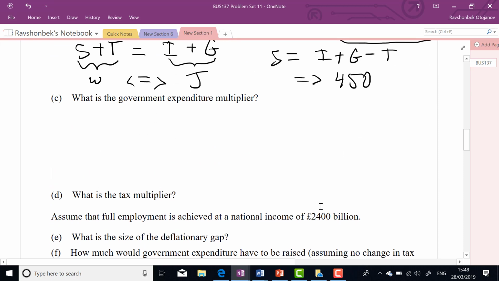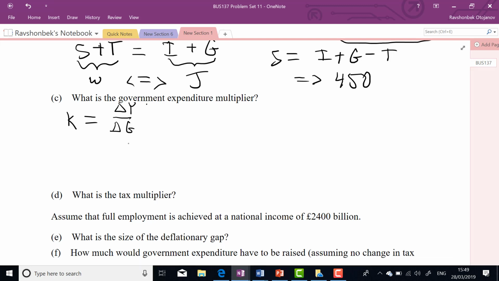What is the government expenditure multiplier? Remember the formula for that? K, the government expenditure multiplier, is change in Y over change in G. We want to see the multiplied effect of change in G on Y, on income.